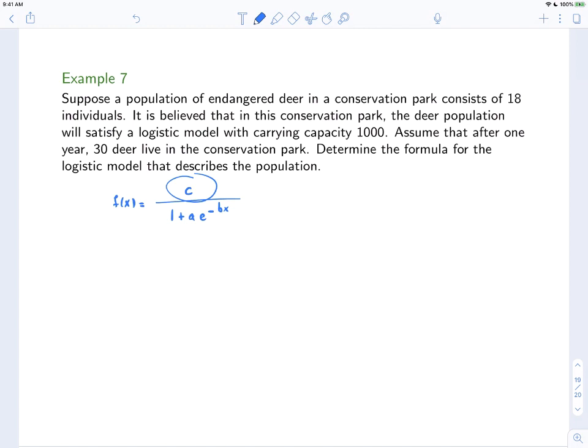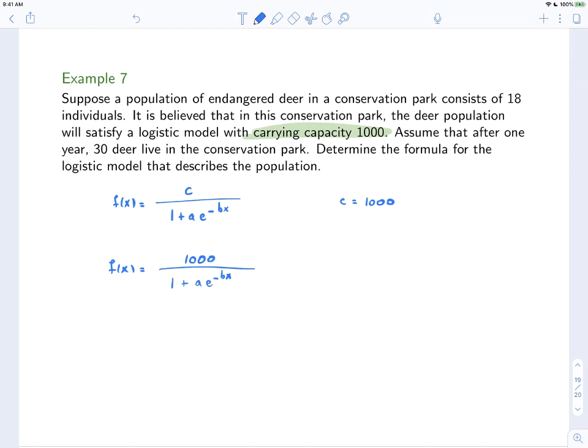C is the carrying capacity, and we're told that the carrying capacity is believed to be 1,000. So C is equal to 1,000. So that tells us that f(x) is equal to 1,000 divided by 1 plus a times e to the minus bx. We need to determine what the values for a and b are.